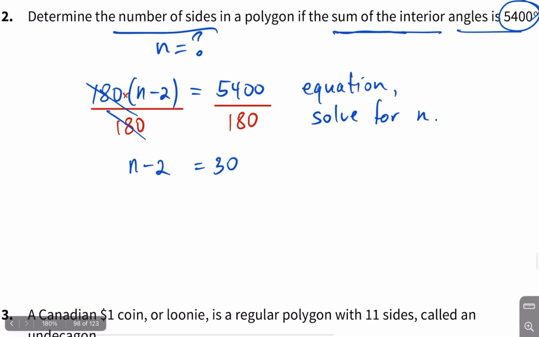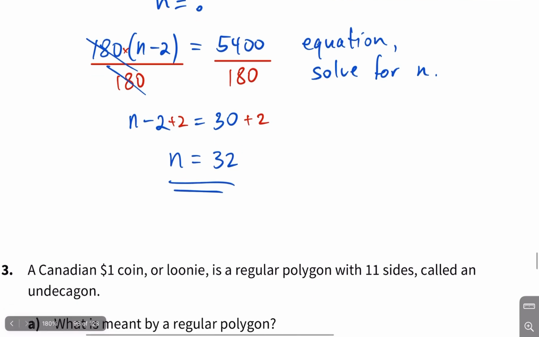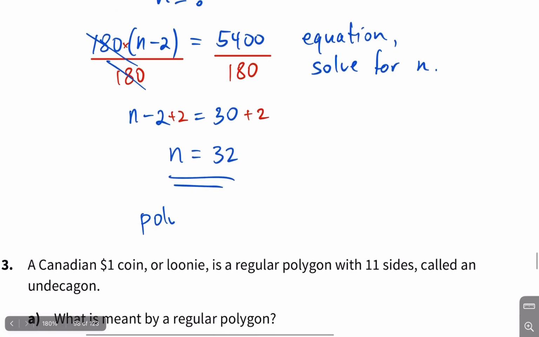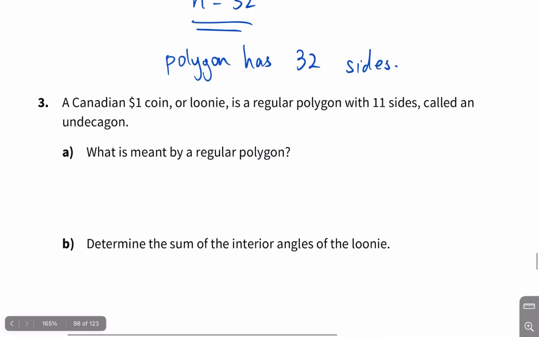In solving equations, you have to isolate for the unknown variable. So you have to isolate for n. And to do that, I'm going to add 2 to the left side. And to balance the equation, I have to add 2 to the right side. So the minus 2 and positive 2 zero out, leaving me with n. And 30 plus 2 is 32. So this is the answer. And this says that I have a 32-sided polygon, right? The polygon has 32 sides.